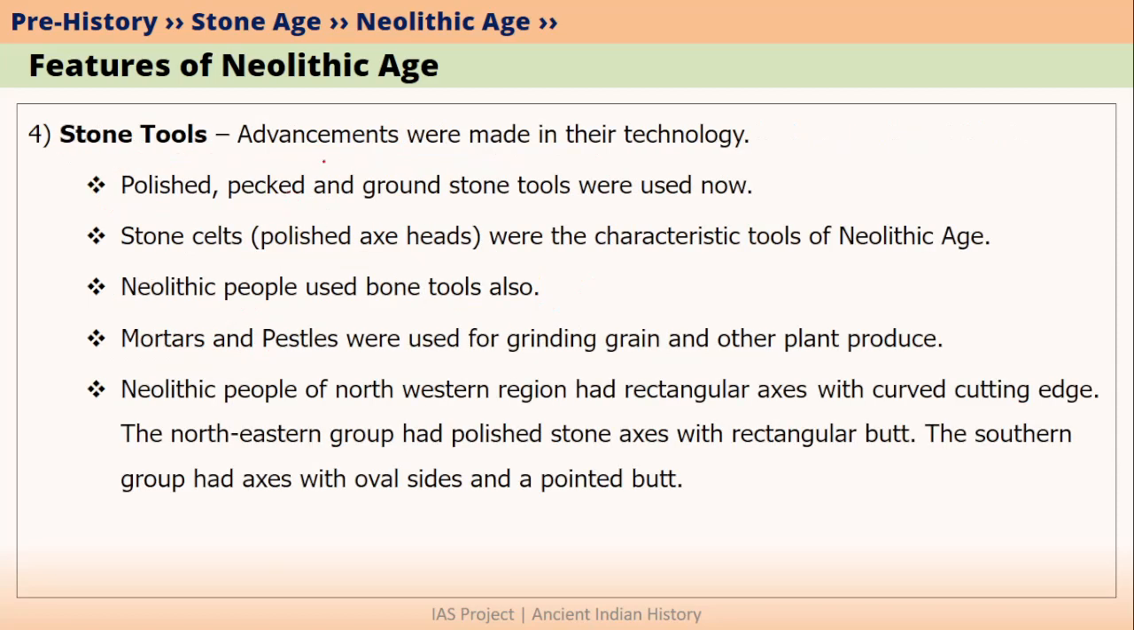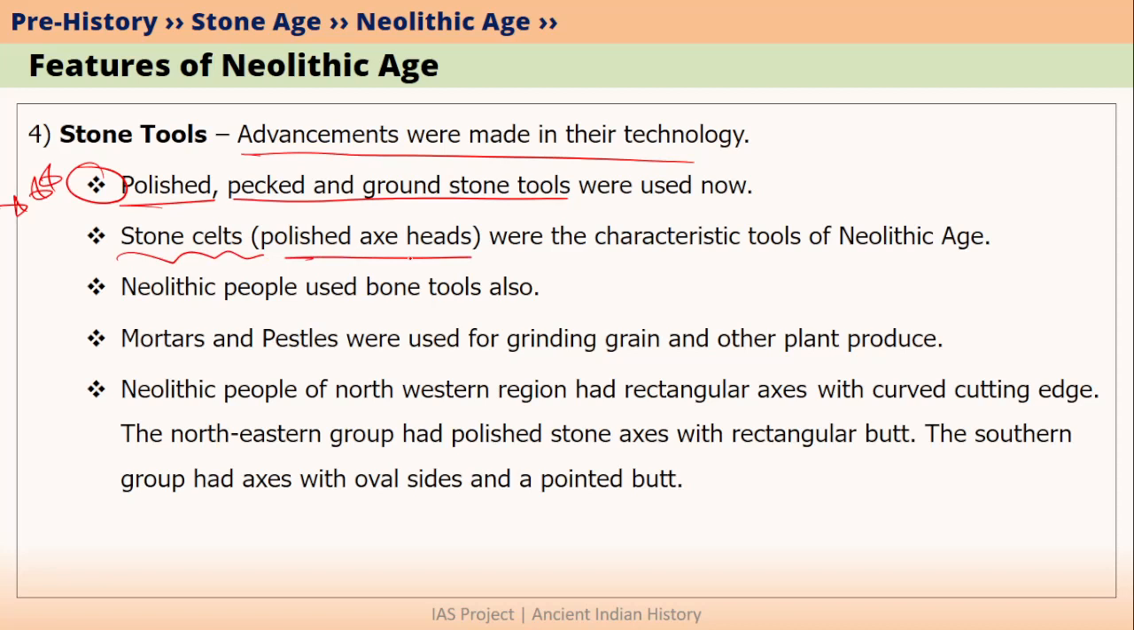Stone tools became advanced. What were the types of stone tools used in Neolithic age? This is very, very important from prelims exam point of view. Polished, pecked and ground stone tools were now used. Examples of these stone tools can be stone celts. Celts are nothing but polished axe heads. So we can say stone celts are characteristic tools of Neolithic age.